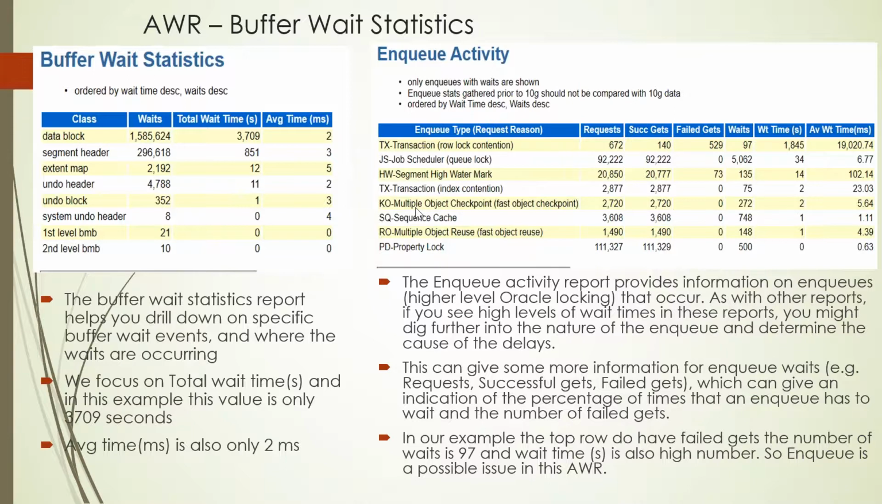The buffer wait statistics report will help you to drill down into specific buffer wait events. There are multiple buffer wait events I've seen. In this particular report, you can see there is data block class which has a very high amount of waits and also a high wait average time in seconds.